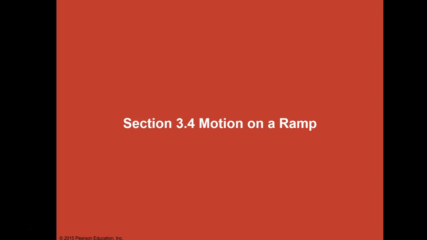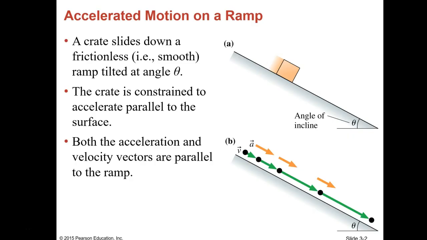All right, so this video is going to be on two sections for chapter 3, sections 3.4 and 3.5. 3.4 deals with the motion on a ramp, and we're going to look at how a ramp changes the motion of an object and how the acceleration due to gravity is affected by the ramp.